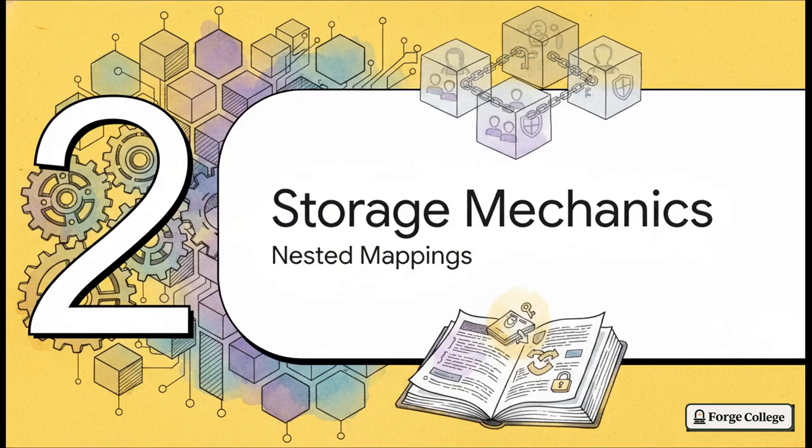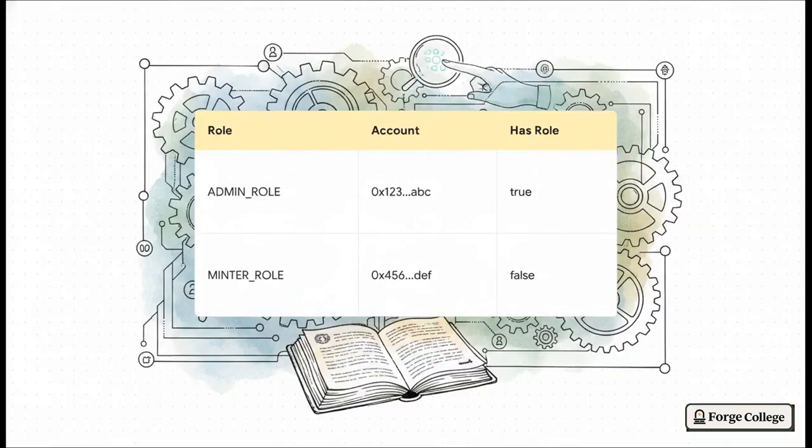Moving on to Section 2, Storage Layout and Mechanics. Now, what's really interesting about this is how we actually file these roles away securely inside the contract's storage. To keep track of who holds which role, we use a nested mapping. The syntax looks a little something like this. mapping(bytes32 => mapping(address => bool)).